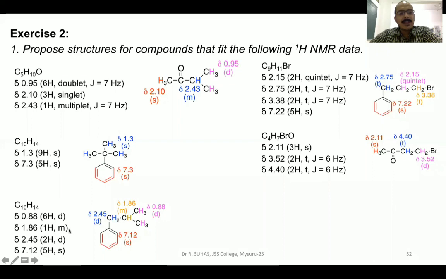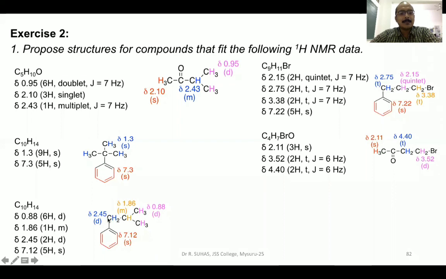We have identified an isopropyl group, and another one, 2H doublet. 2H is CH2, and this CH2 should have a neighbor of 1, that is CH. So 1 plus 1 will be 2. That's why it is coming as a doublet. So this is the structure of the compound that meets this requirement. So 0.88, 6H doublet. Why doublet? There is only one neighboring proton. 1 plus 1 is 2. That's why it is a doublet. And for this proton, 6 plus 1 is 7, a septet or multiplet appearing at 1.86.